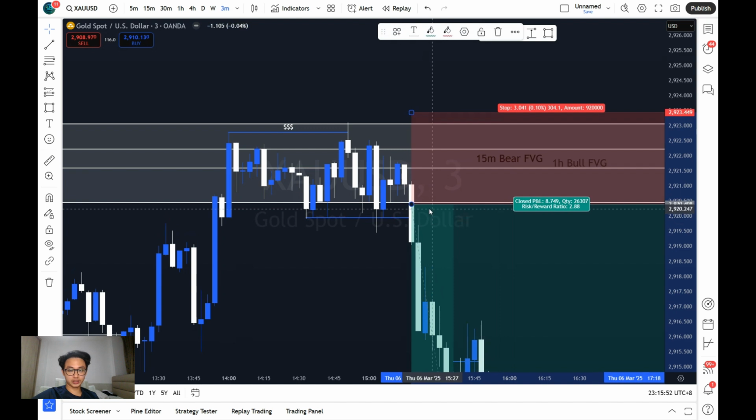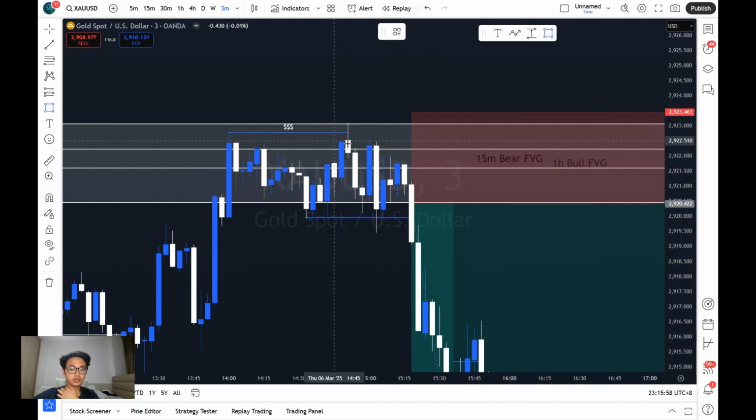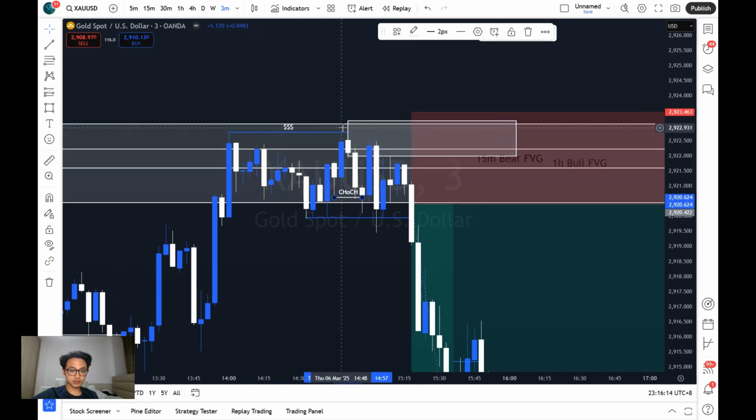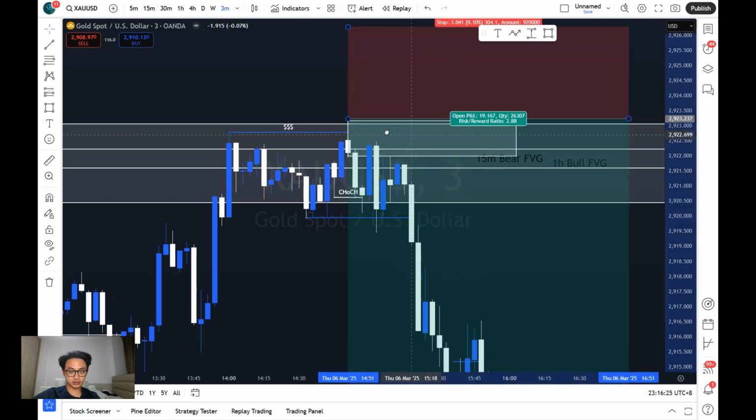So I ended roughly around this position, with my stop loss above this 3 minute bearish order block. Once price swept liquidity and came down, I guess this could be the change of character. Swept, came down, change of character, and we created a 3 minute bearish fair value gap too. So once price came down and retested, I guess we could have entered here above.